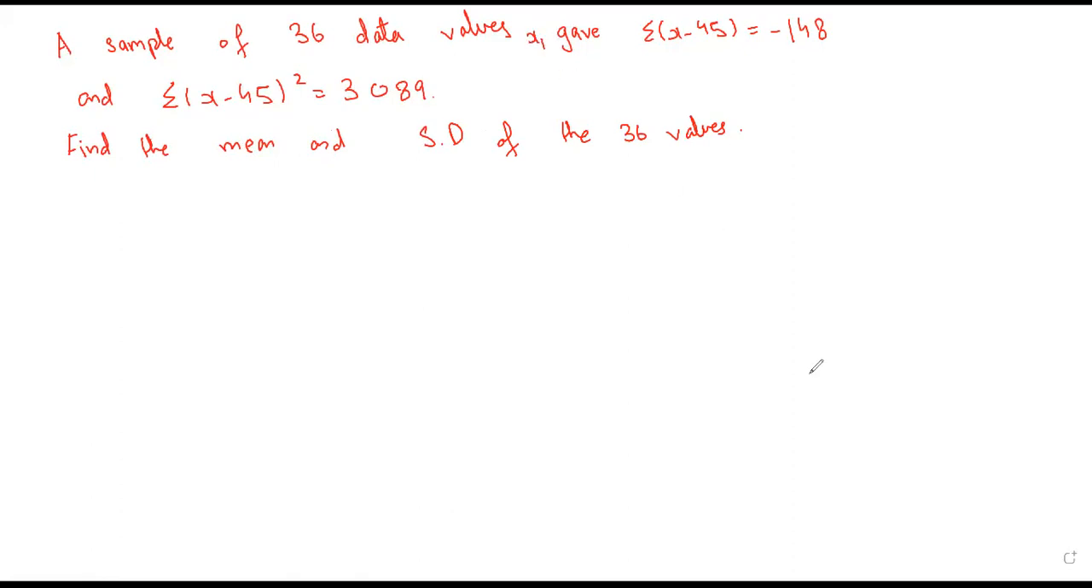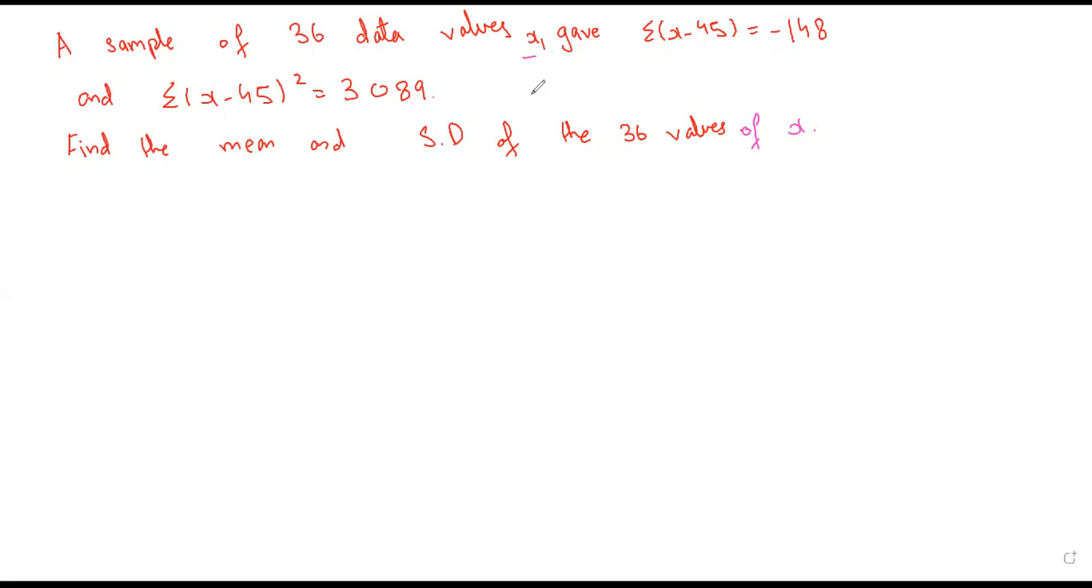All right. Let's understand the question quickly. A sample of 36 data values x gave summation x minus 45 equals minus 148, and summation x minus 45 squared equals 3089. Find the mean and the standard deviation of the 36 values. Now they are obviously talking about values of x. This was not written in the question, but this should be certain. When they are saying mean and standard deviation of the 36 values, they are actually talking about simple x. So we need to find the mean and we need to find the standard deviation.